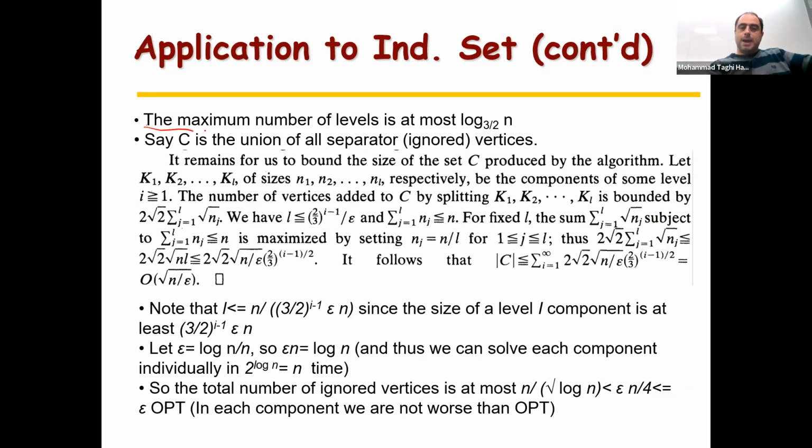So we know that the maximum number of levels in this recursion is log n on base 3/2. Why? Because each time we know that the size of each of these components that we get would be at most 2/3 n.